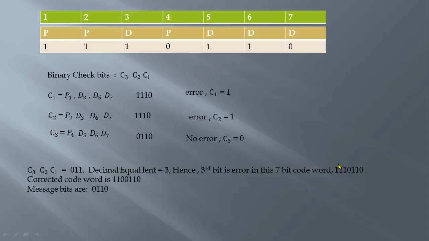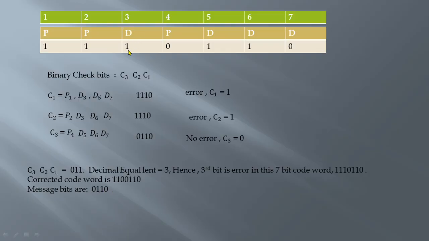In the given 7-bit code word, the third bit is the error. So we correct that bit. Here that bit is 1. If we change this 1 to 0, then we get the corrected code word. That is 11001110. In this code word, the message bits are 0110.